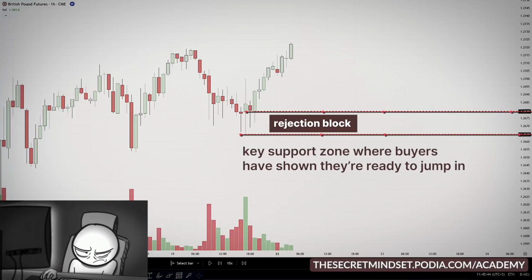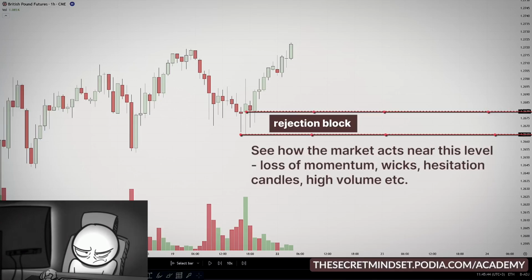Then we wait for the price to move away and then come back to test this level again. This retest shows us if buyers still think this level matters. While we wait, we're watching to see how the market acts near this level. Does it start to slow down as it approaches? Do we see little hesitation candles? These are signs that traders remember this level and are getting ready to act.